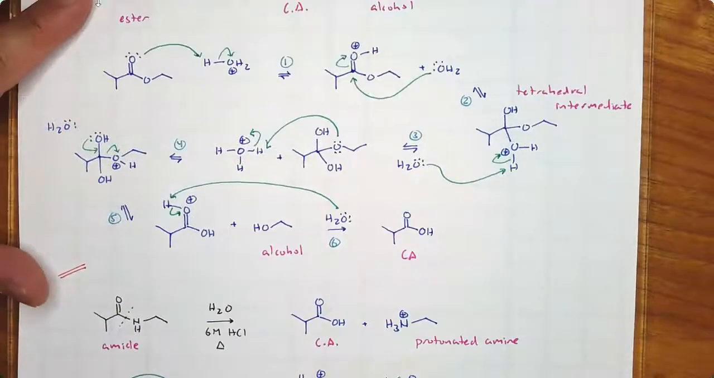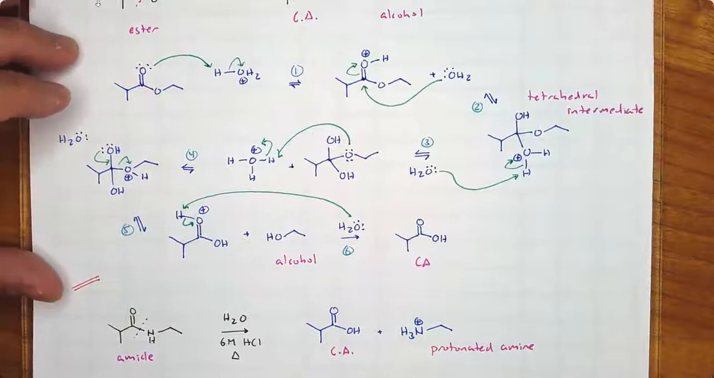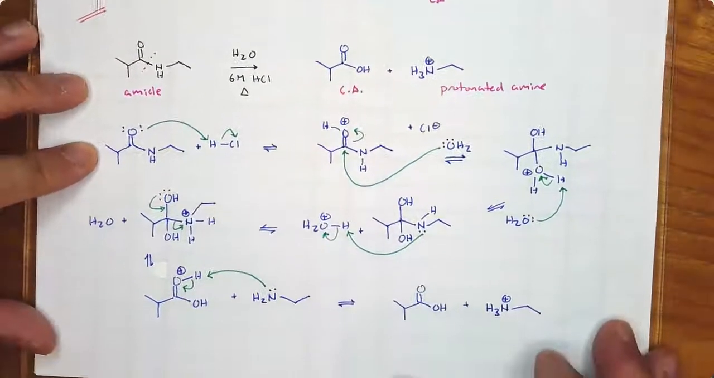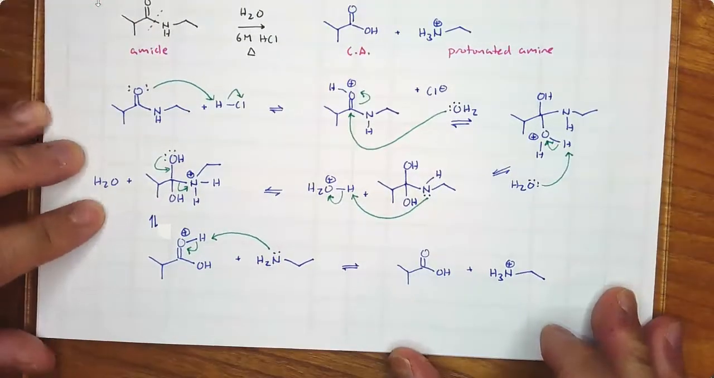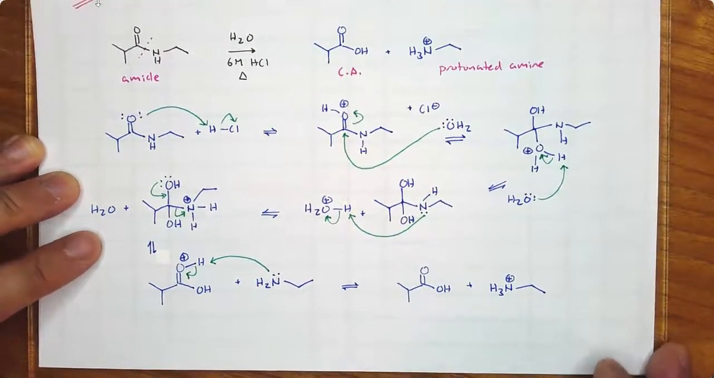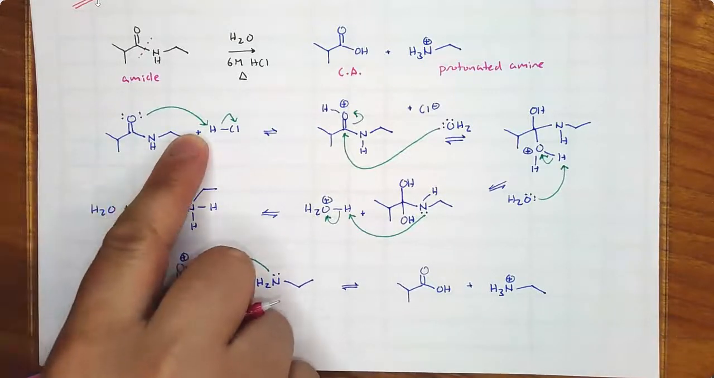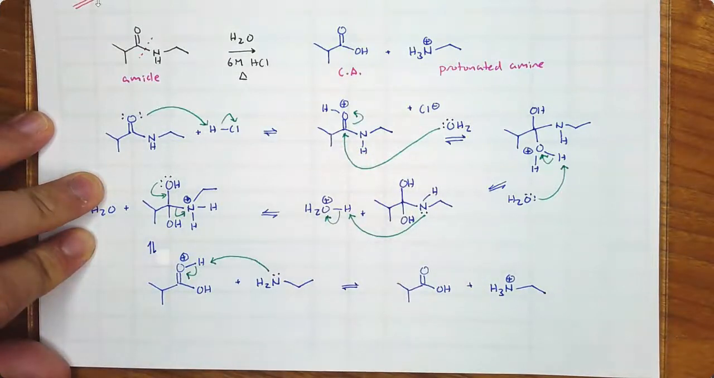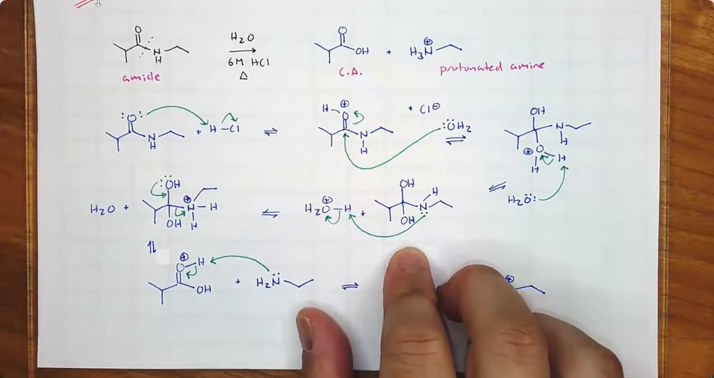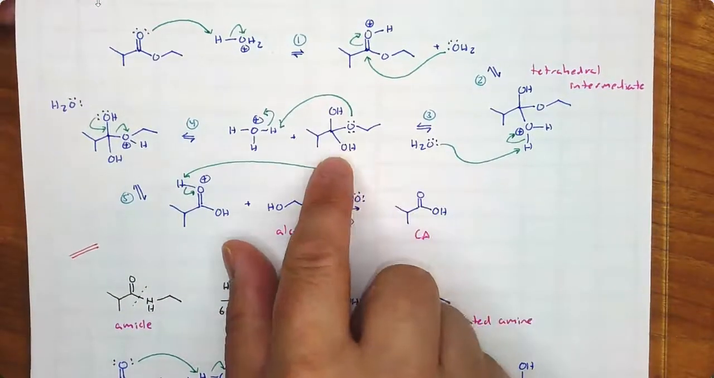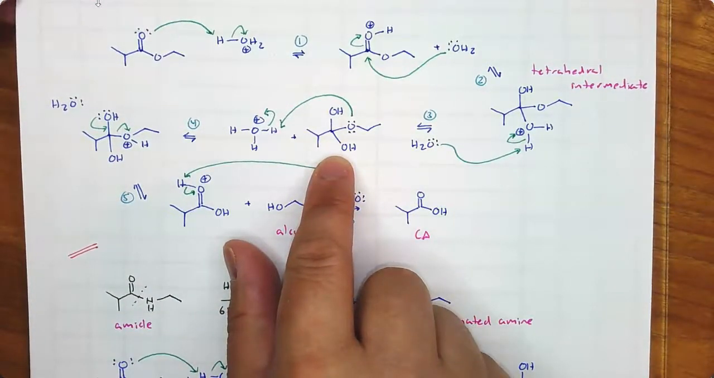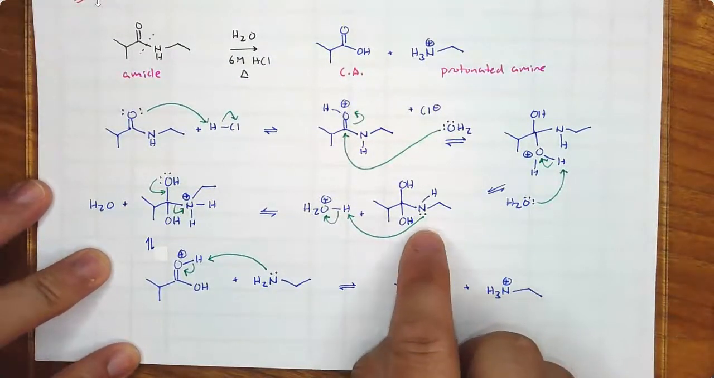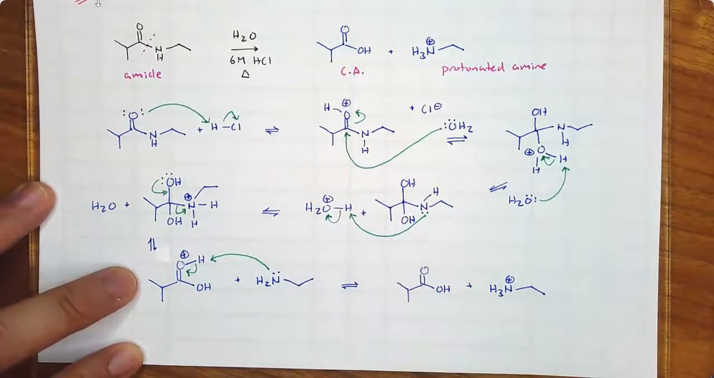You know, the reverse of the Fischer esterification did take 6 steps. Let's see if hydrolysis of an amide are the same 6 steps. We did protonation first, right here. That sets us up for attack by water, and then we neutralize. So just like I mentioned here that we get the neutral tetrahedral intermediate after step 3, over here we get the neutral tetrahedral intermediate after step 3.